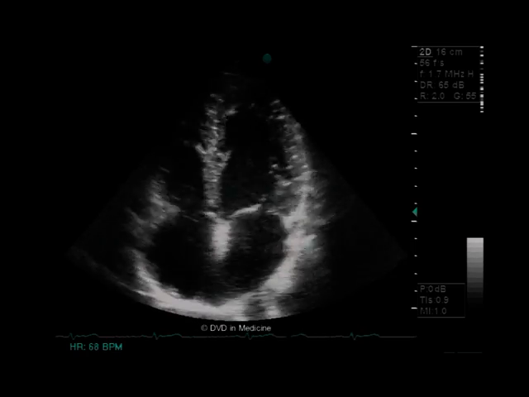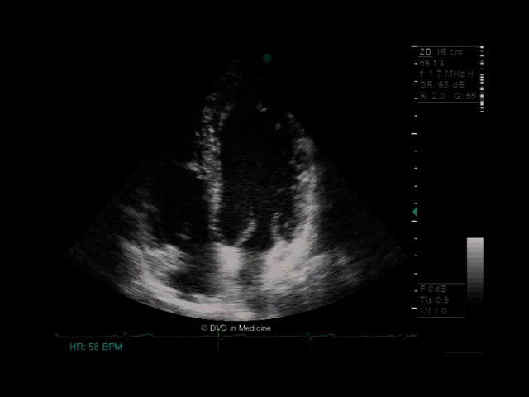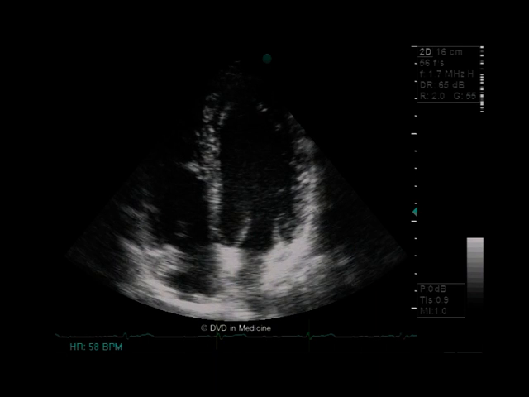One obtains the cineloop. Using this cineloop, one finds the maximal left ventricular diastolic dimension. After activating the appropriate program, one performs manual tracing of endocardial borders. One determines the long axis of the left ventricle in diastole.